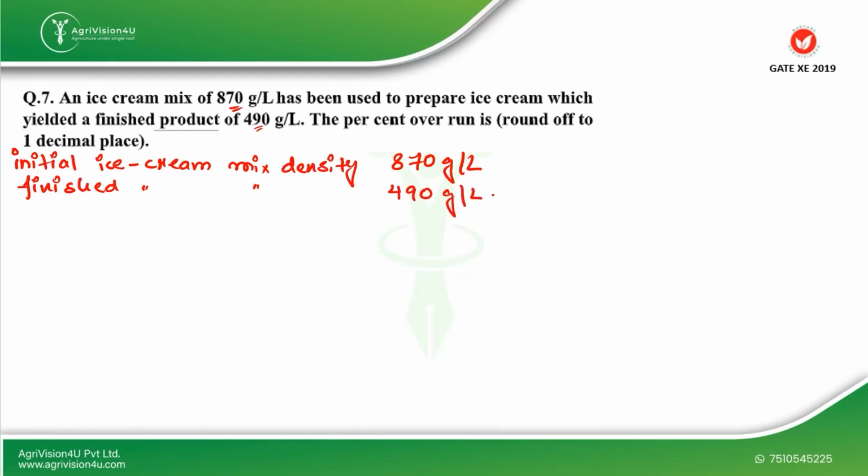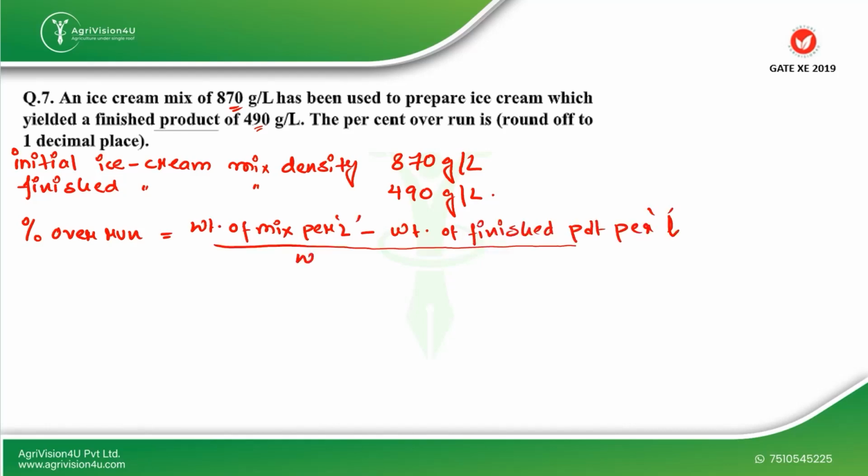Now the percent overrun is calculated as the weight of the mix per liter minus the weight of the finished product per liter, divided by the weight of the finished product per liter.